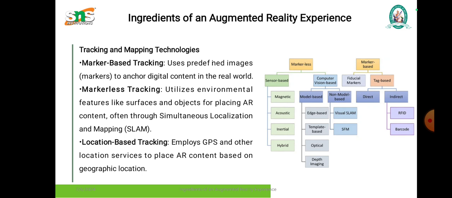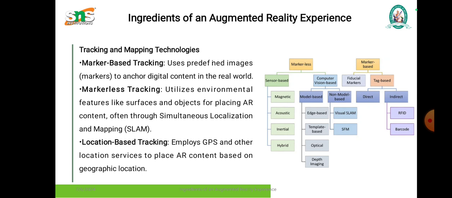And the next is tracking and mapping technologies. Here I list out some tracking technologies. There are marker based tracking, markerless tracking and location based tracking. Marker based tracking uses predefined images, that is markers, to anchor the digital content into the real world. It is called marker based. And markerless tracking utilizes environmental features like surfaces and objects for placing AR content through location and SLAM, that is simultaneous localization and mapping.